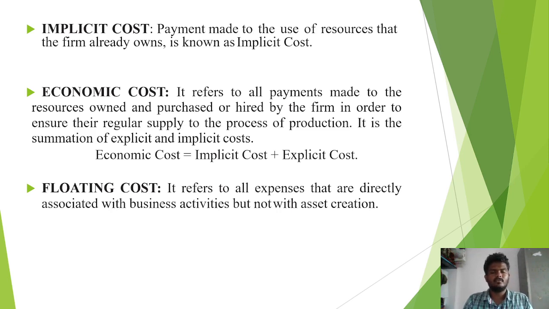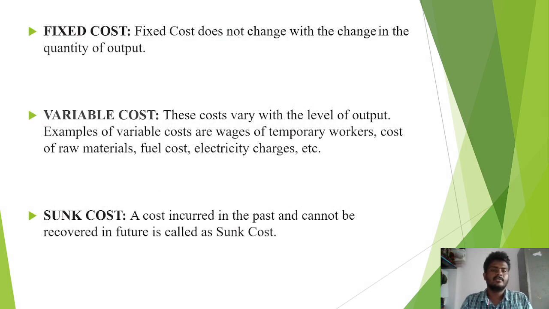Next, we have floating cost. The floating cost is nothing but it's a credit. It cannot be a business activity, cannot be an asset criteria. Fixed cost. Fixed cost cannot change when the quantity of the output changes. The cost will be fixed if the output quantity increases.